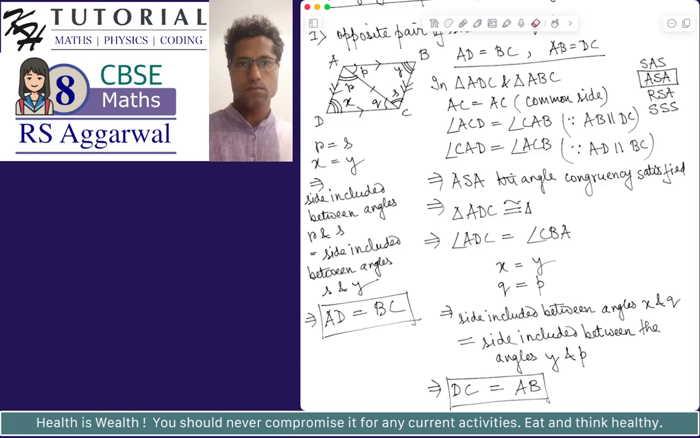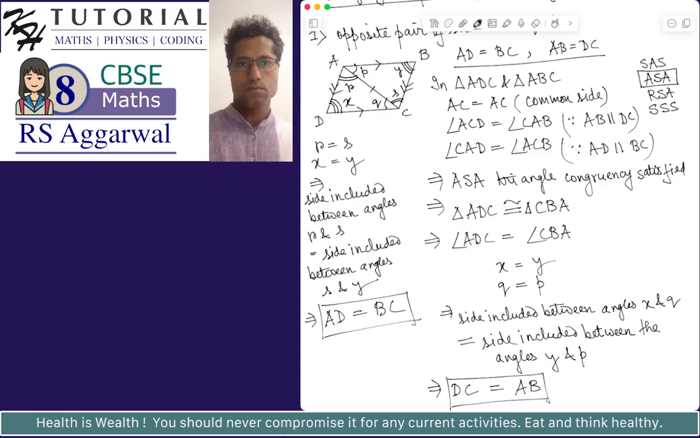AD is equal to BC. Okay, now if I do it this way, CBA, I think this is correct. So AD is equal to CB and DC is equal to AB or BA. Okay, and CA is equal to AC, that is the common side. Okay, this is the correct congruence relation between the triangles ADC and CBA. It is very, very important.